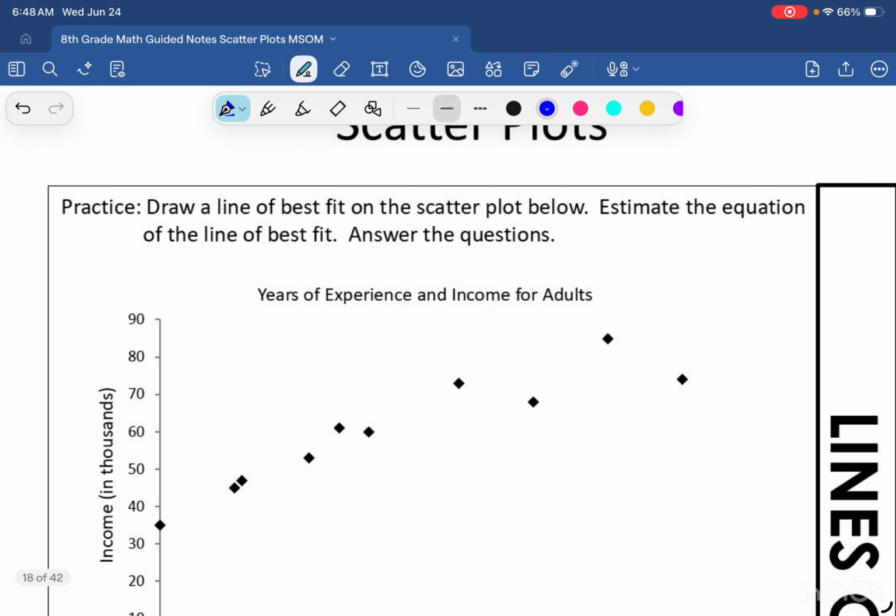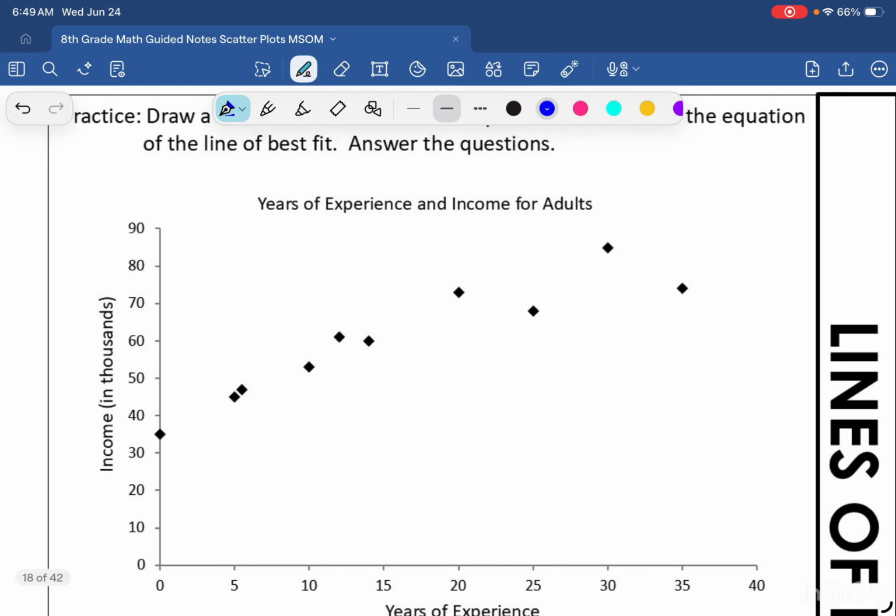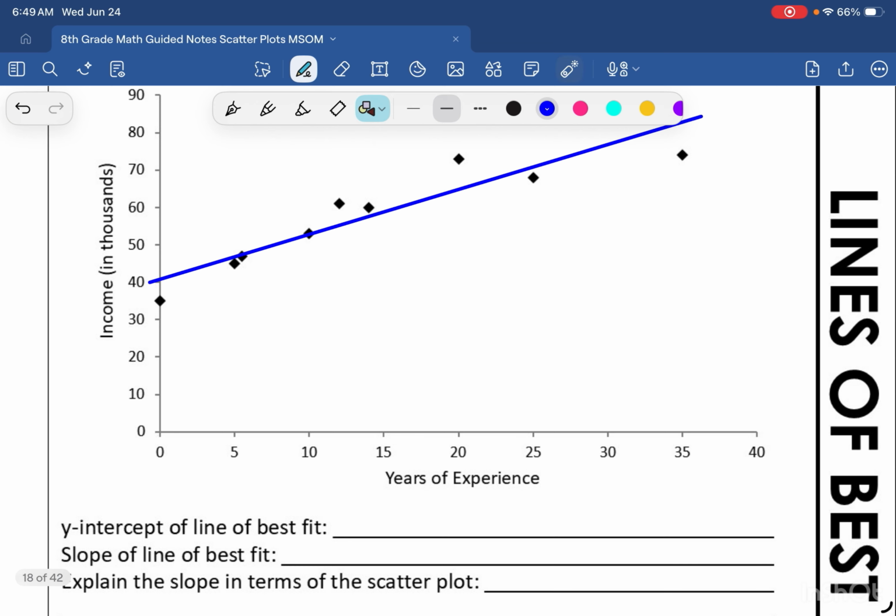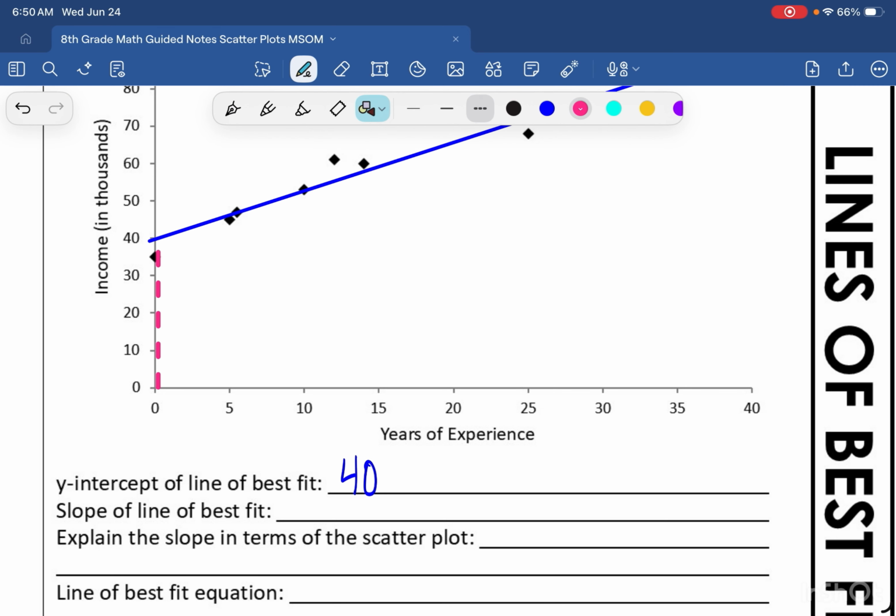Practice. Draw a line of best fit on the scatter plot below. Estimate the equation of the line of best fit. My y-intercept looks to be about 40. Slope of the line of best fit, so I need 2 points. I will use my y-intercept as one of the data points, so that would be 0, 40. And then another data point, let's use about 5, 45. So change of y, 45 minus 40 over 5 minus 0. That reduces to 5 over 5, which is about 1. So my slope is 1.